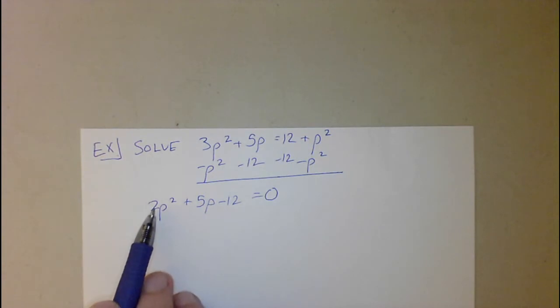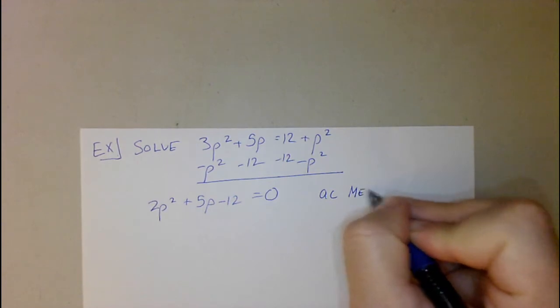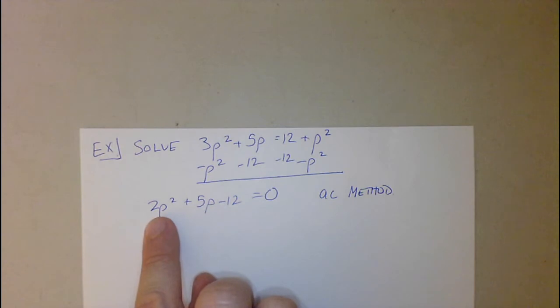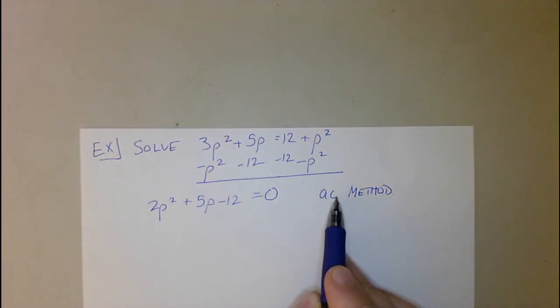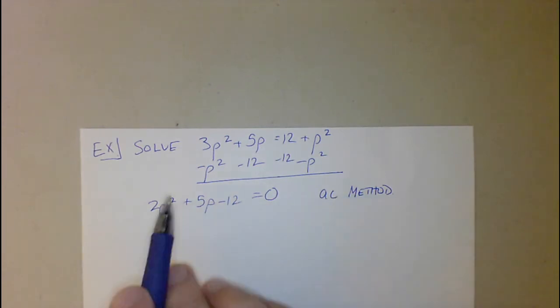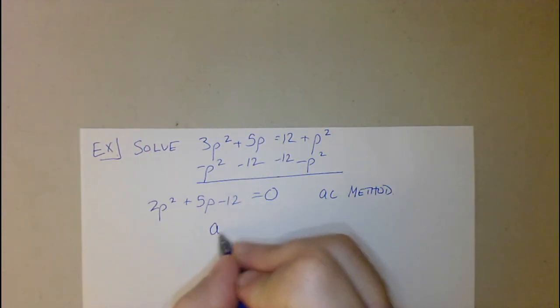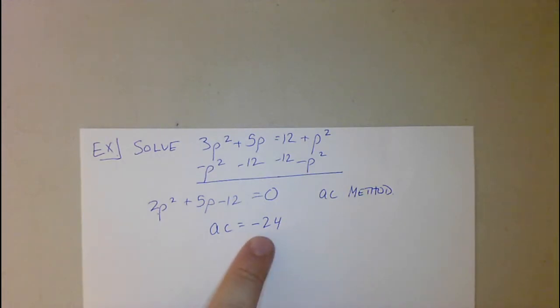Now the leading coefficient is not a 1 anymore, and so I need to use what is called the AC method. Again, link in the description below for factoring trinomials that don't have a leading coefficient of 1. So what I do is I multiply a and c together. What do I mean by that? A is the number in front of the squared term, c is the constant all by itself, and so a times c is negative 24. 2 times negative 12. So the goal and the task before us is to figure out what factors of negative 24 will add up to 5.